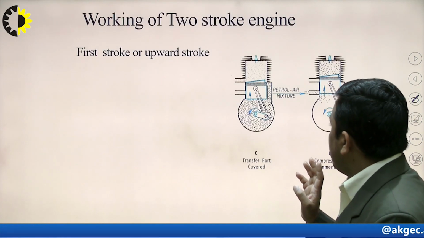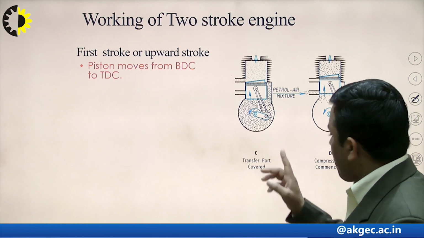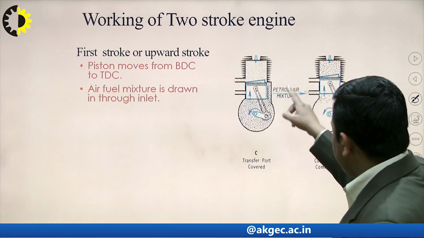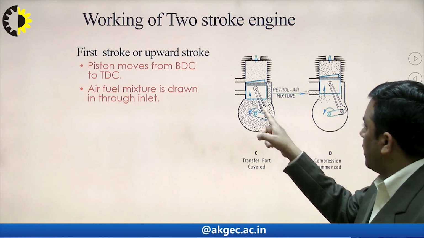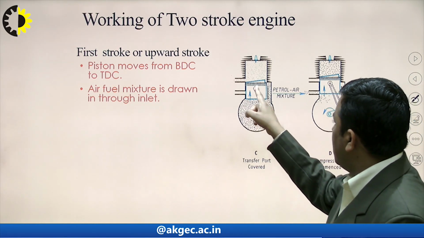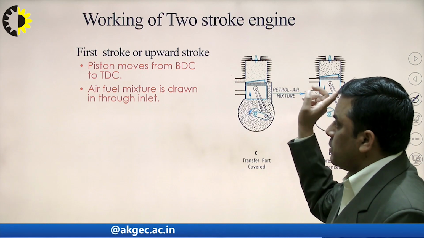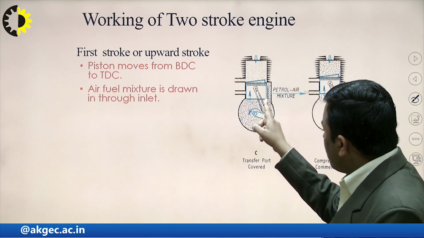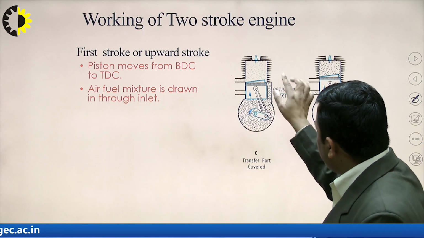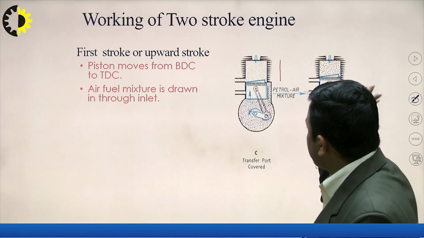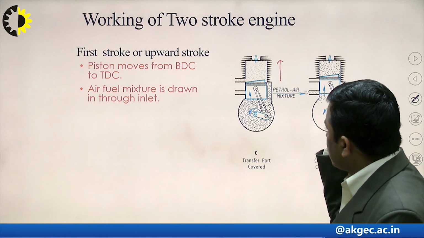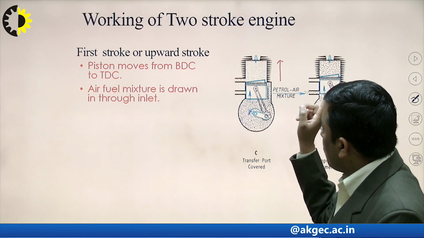Now I am coming to the working of the 2-stroke petrol engine. One by one, if we observe this particular diagram, here we see that the piston is at BDC position. First, the piston will start moving upward. When the piston starts moving upward, what will happen?